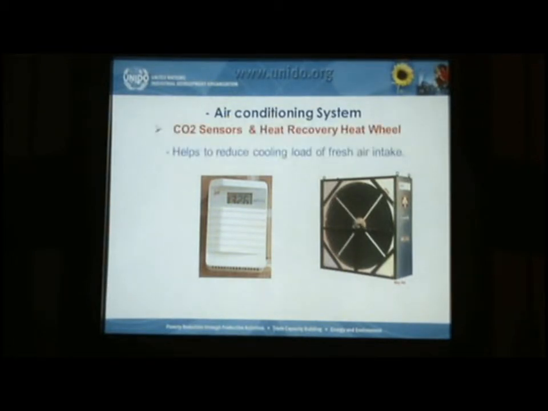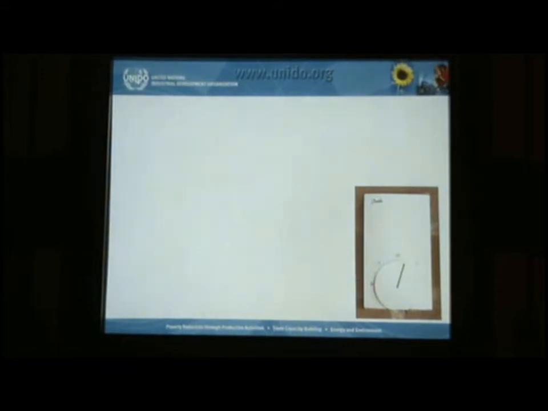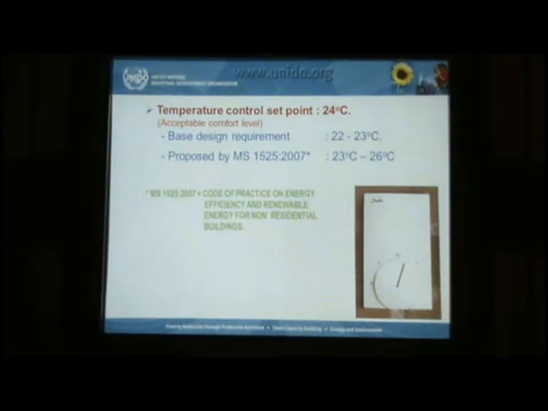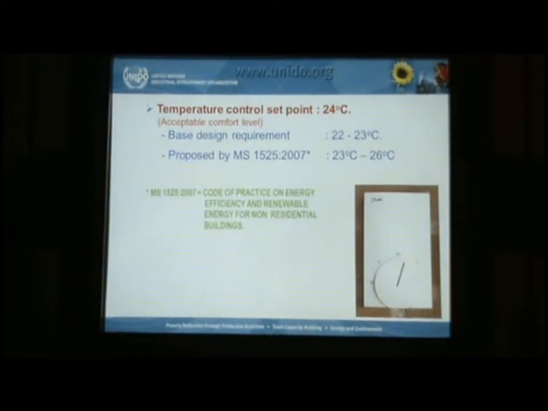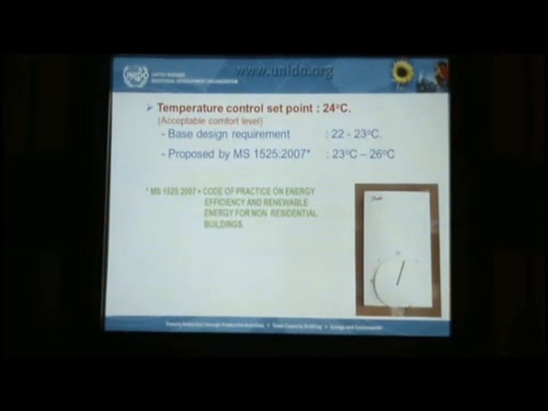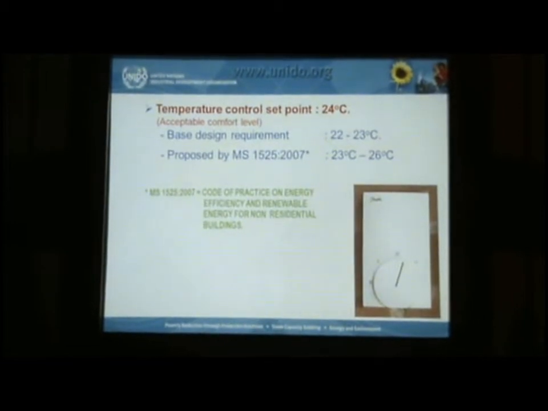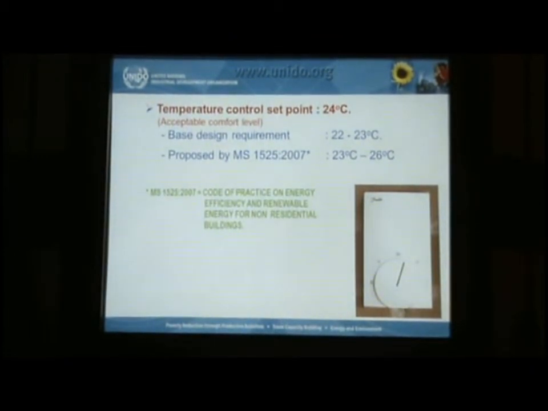And we also have the heat recovery wheel, which helps to reduce the cooling load of the fresh air intake. Temperature control set point, of course, is 24, which is now being encouraged by the government. The MS 1525-2007 is also 23 to 26, but in the next revision, we are having it from 24 to 27. We notice that we can use a higher, comfortable indoor temperature, provided we have good or acceptable air motion.